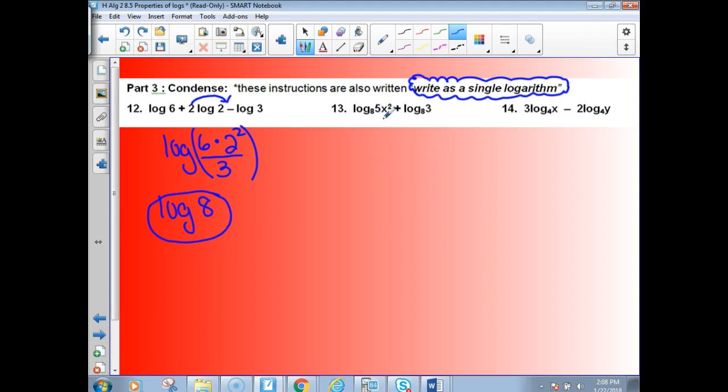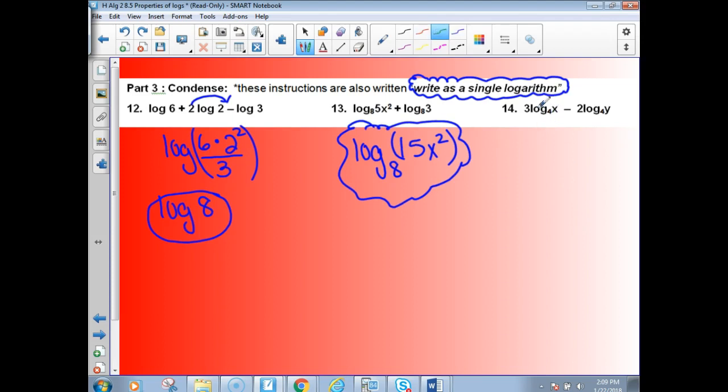Okay, write as a single logarithm. We're going to condense. We got a sum, so we need to write it as a product of those two logarithms. So we're going to multiply 5x squared and 3. So it's going to be the log of 15x squared. And that I will probably just put in parentheses just to make it clear what I'm showing.